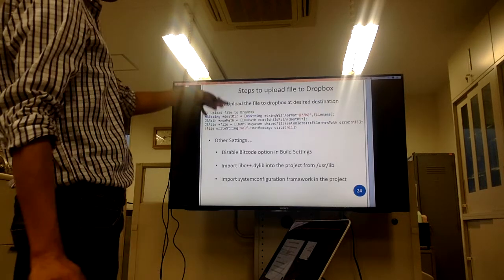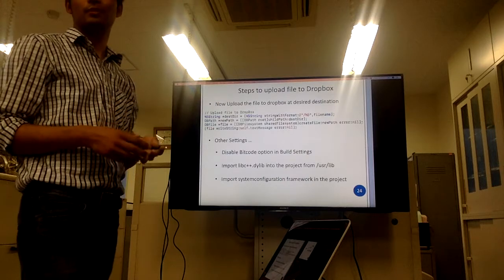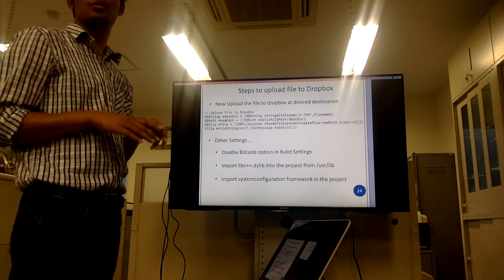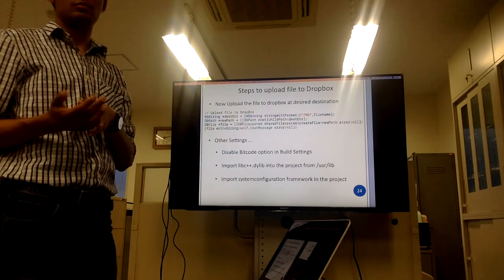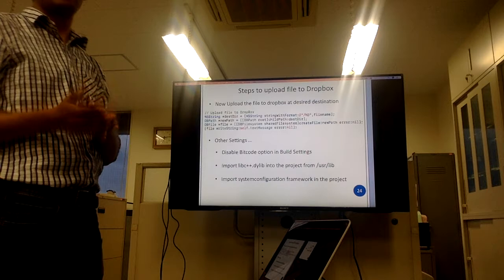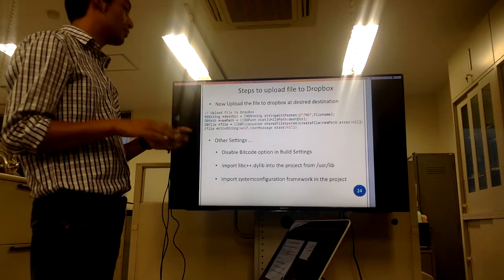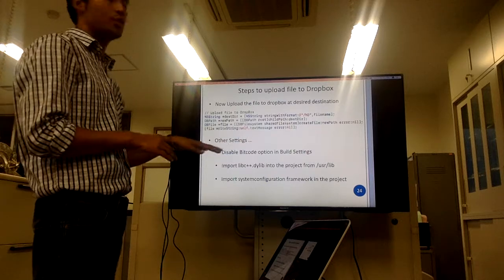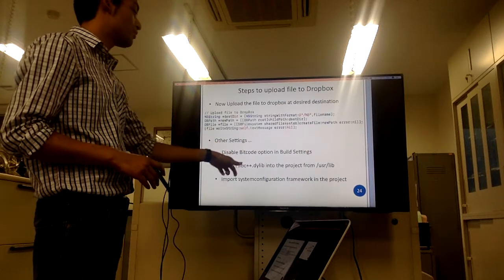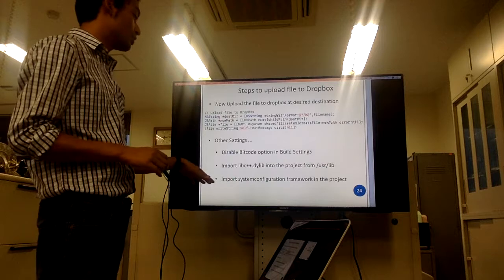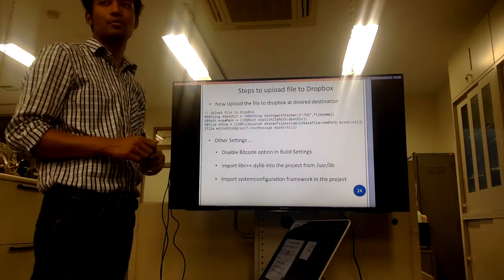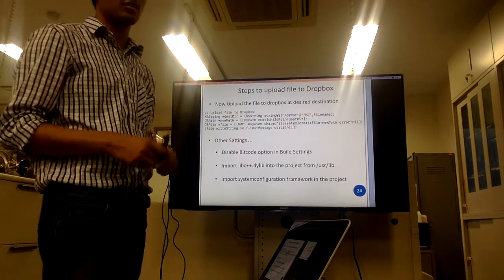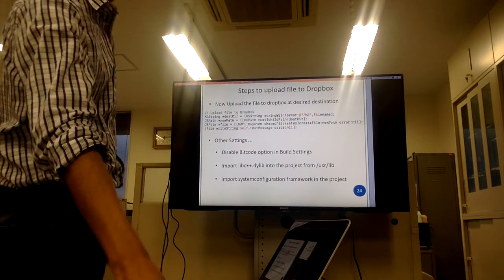So these are the steps to upload, how to use Dropbox, but sometimes it is quite complicated. Sometimes your Dropbox doesn't successfully integrate with your application. So in that case, sometimes we have to play with some settings. Sometimes there is a bitcode option we have to disable. I will show this later. We have to import some frameworks inside our project. Also, we have to import some more frameworks inside our project. Sometimes the app doesn't build, so we need to add some settings. So maybe I'll show this later in the demonstration.